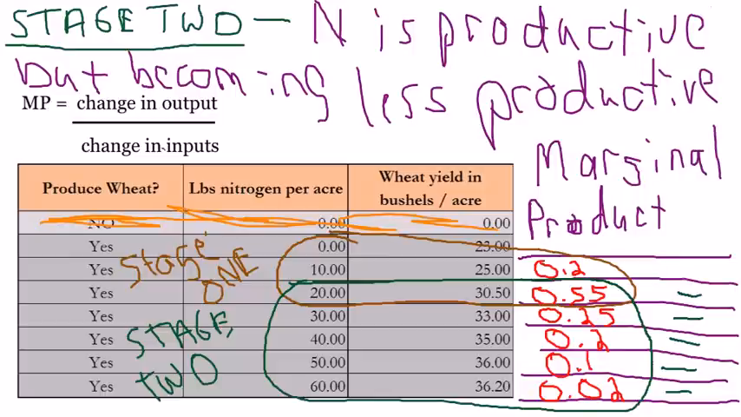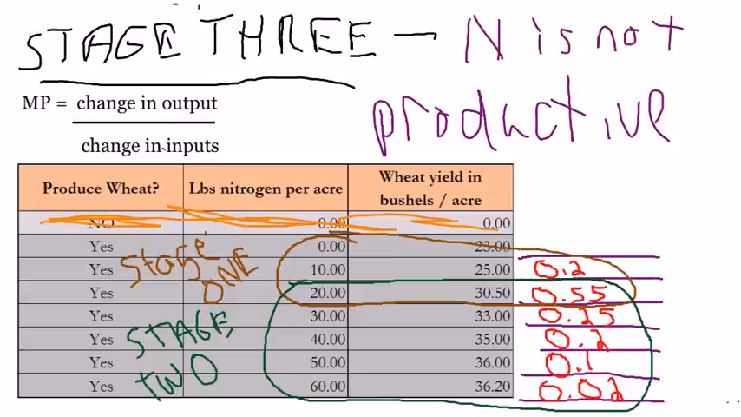Now there's stage 3, but evidently we don't seem to have stage 3 here. Stage 3 is where N is not productive. What that means is when you're in stage 3, if you apply more nitrogen, yield actually falls, which means marginal product would be negative. And nowhere in these marginal products that we calculated is the marginal product negative. Therefore, stage 3 does not exist in these data. You'd have to apply more nitrogen than 60 pounds before you reach stage 3.